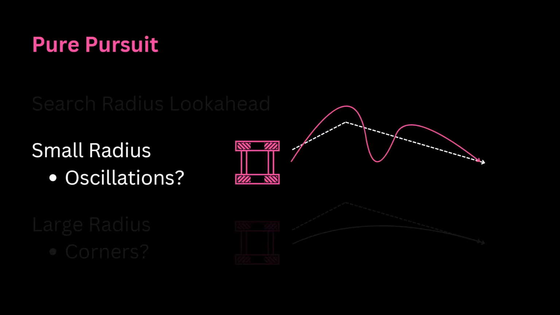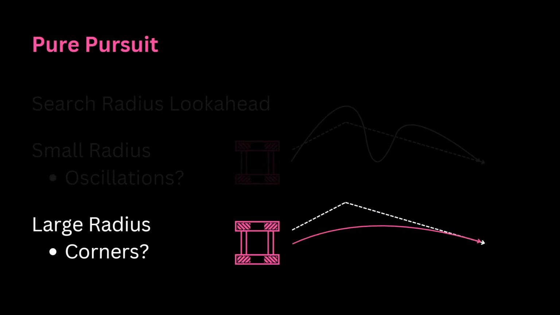Some problems with this can arise when you have like a small radius. When you take corners with a small search radius, you might encounter some oscillations. However, if you increase the radius and make it larger, you may find that your robot takes the corners and just cuts through them, rather than actually following the path. This kind of makes it frustrating to be able to create very accurate paths.